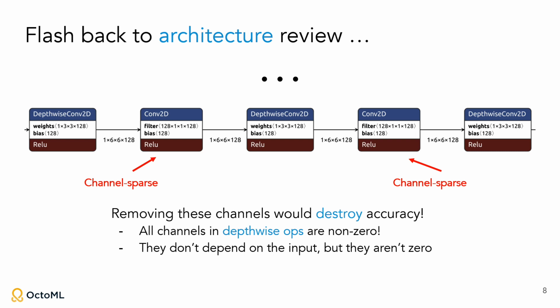Again, the channels in the kernel are 0. The channels in the output intermediate tensors are not. They don't depend upon the input, but they are not 0. And furthermore, in the depthwise convolutions, for whatever reason, all these channels do have data. So how can we actually factor out these 0 channels without hurting accuracy?